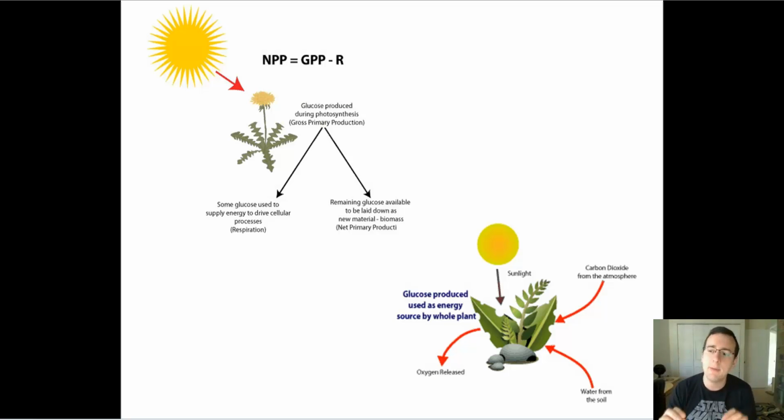That means that some of the energy that's produced by the plant, which is what we call gross primary productivity, is used up. Gross is the total amount of energy that's produced. So some of the gross primary productivity is actually used up by the plant itself. That is called primary consumption, or the idea that some of the plant is going to be using the energy that it itself makes.